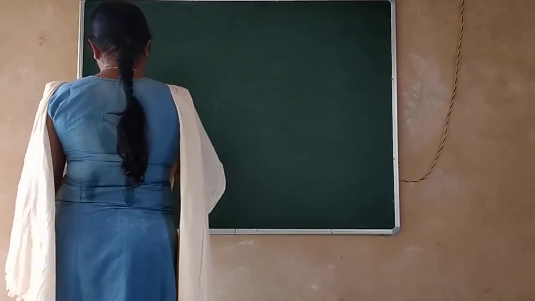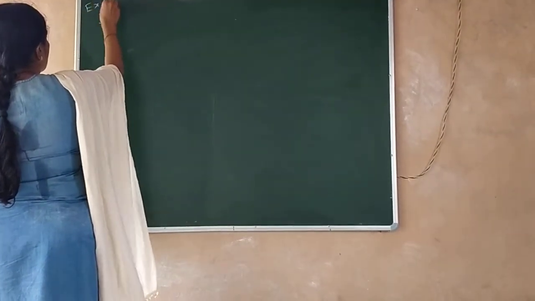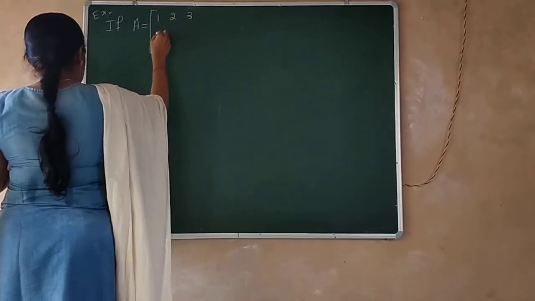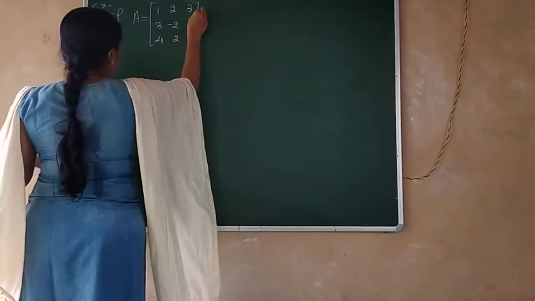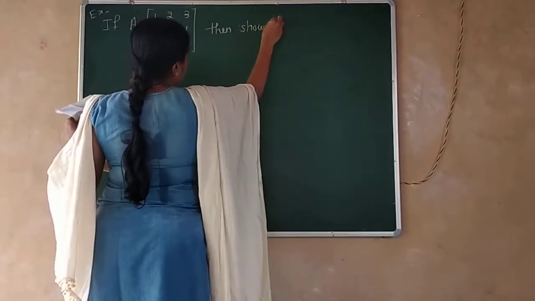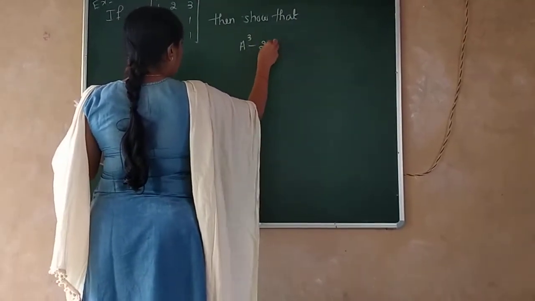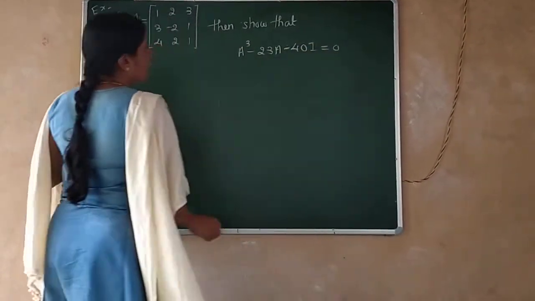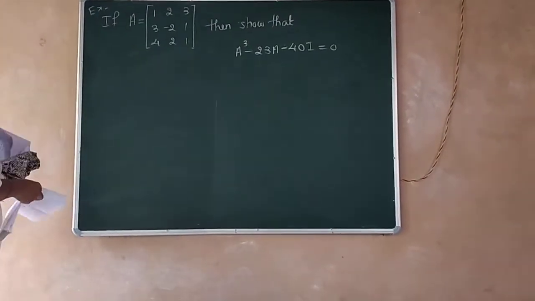If A is equal to, this question is for assignment. If A is equal to 1, 2, 3, 3 minus 2, 1, 4, 2, 1, then show that A cube minus 23A minus 40I is equal to 0. Again this example comes in part D for 5 marks. Please note down this. So this I am giving you as an assignment.